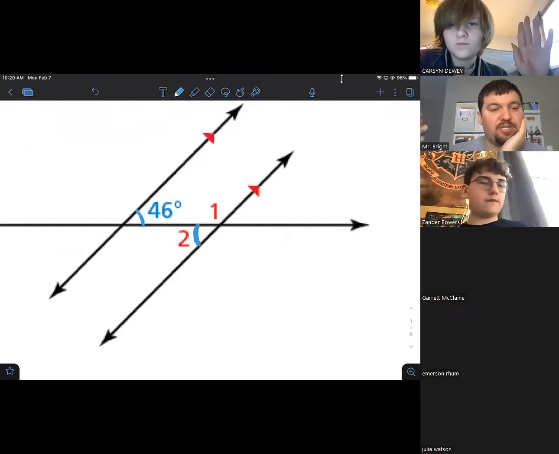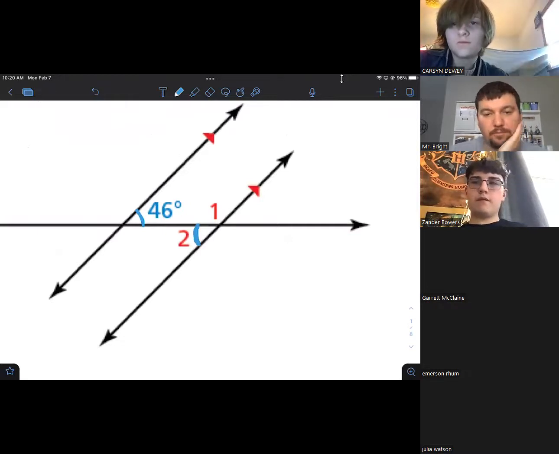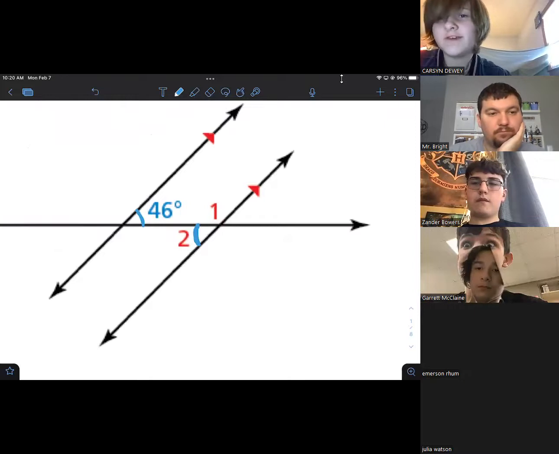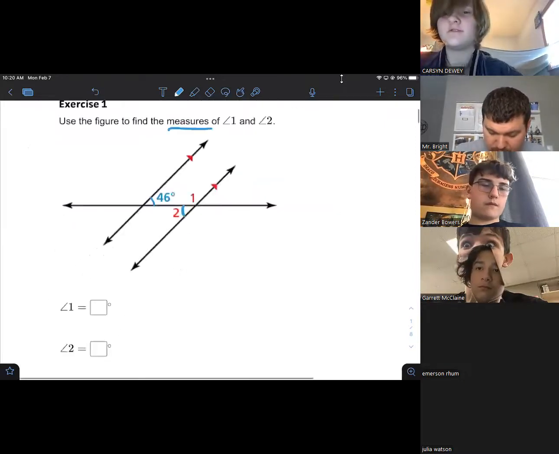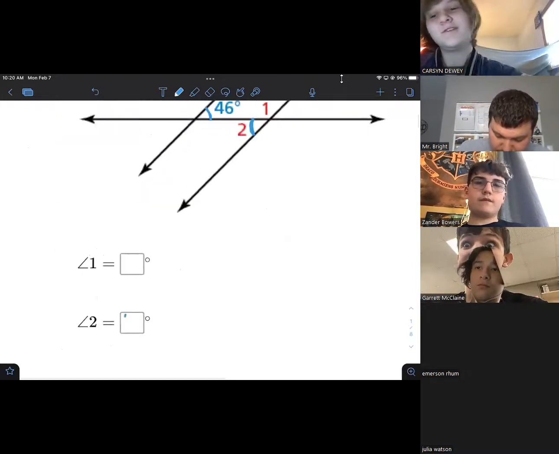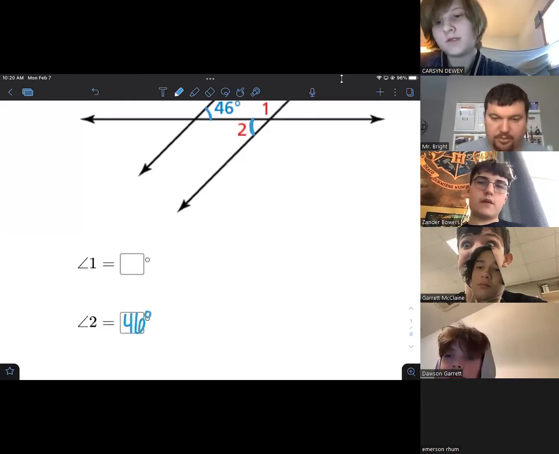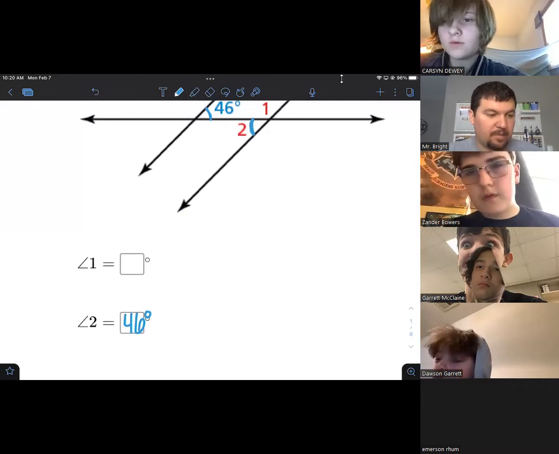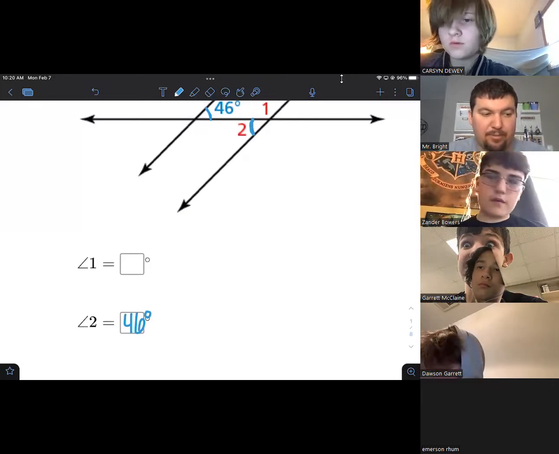This is for anybody. Go ahead and just shout it out. You don't need to raise your hand. 46 degrees. That's exactly right. So angle 2 is equal to 46 degrees. And they have the degree symbol there for you. Just go ahead and make sure you write that degree symbol on your work paper. Again, bad habit to get into is to not label stuff on your work paper and then try to remember to do that on the quiz.